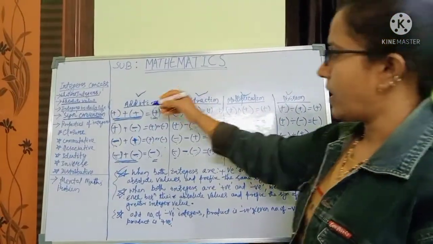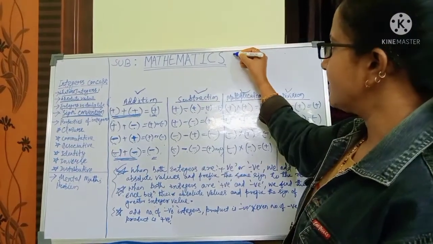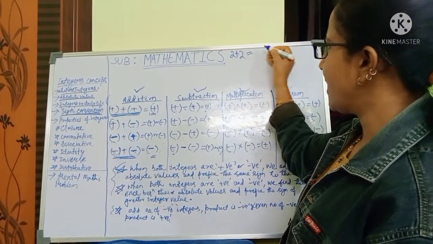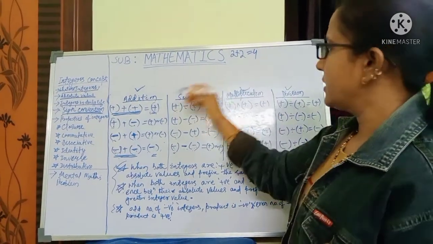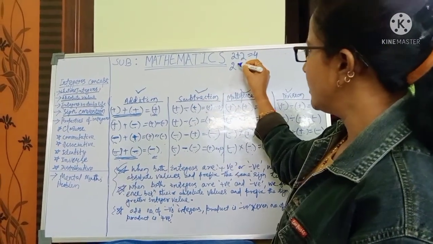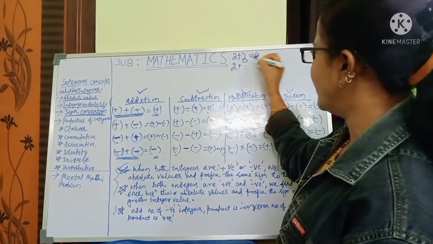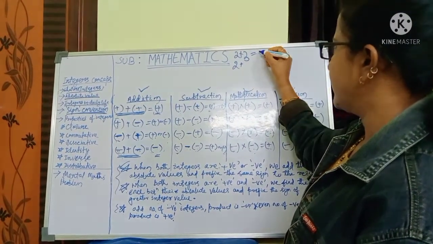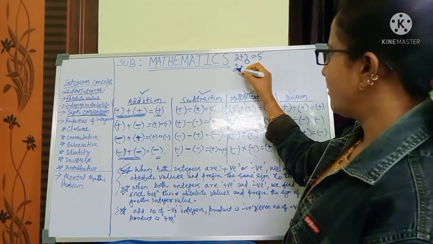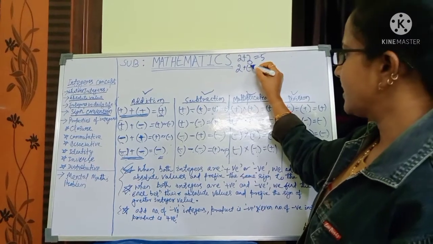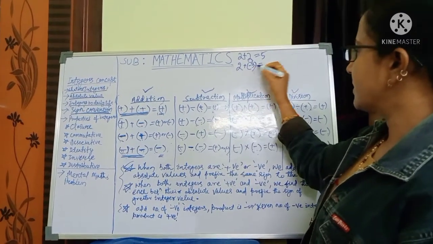I will consider addition. I will take the first example as 2 plus 2. Both are positive values, so I get 4. Then 2 plus 3, we get 5. If I take the first part positive and the second part negative, then what do you get?